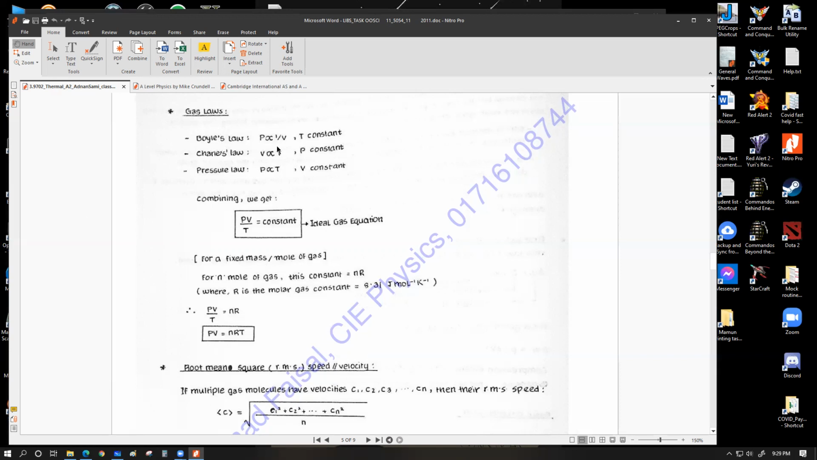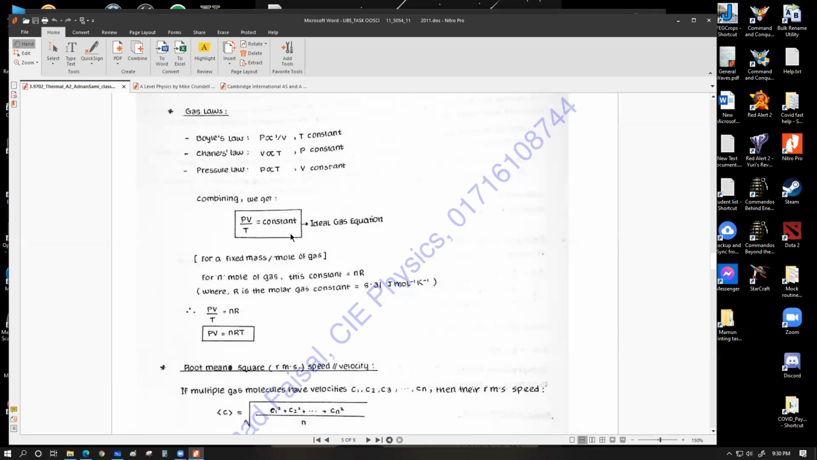So Boyle's law tells us P proportional to 1 by V when temperature is constant. Charles's law tells us V proportional to capital T, where capital T represents Kelvin temperature. Very important: we cannot use degrees Celsius for these laws. This is when pressure is constant, and the pressure law is that pressure is proportional to temperature when volume is constant. If we combine all 3 of them, we get PV by T for any fixed amount of gas. The ratio of pressure into volume divided by temperature will always give us a constant.